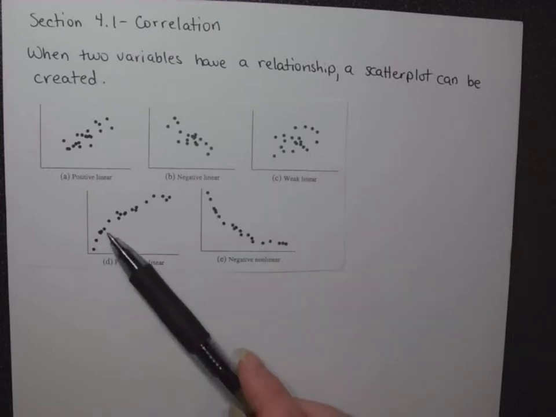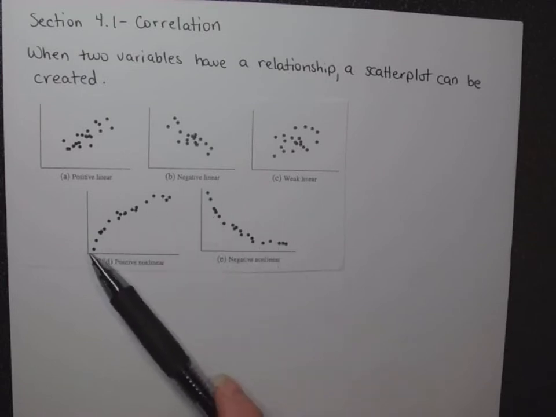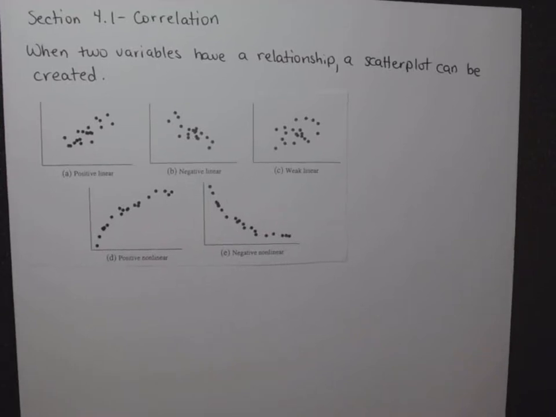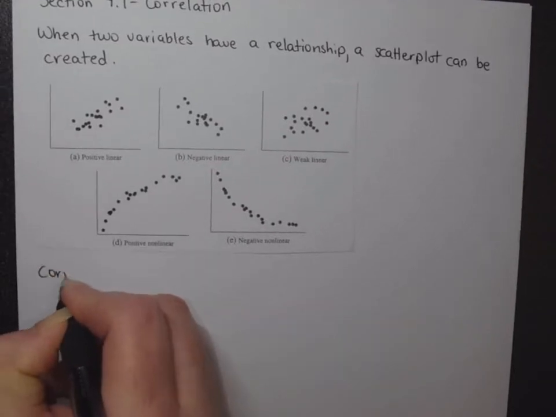And then this would be non-linear because it actually has a curve to it, and same with this. This would be positive nonlinear and this would be negative nonlinear. So certainly the information doesn't have to have a linear relationship, but we're going to focus on those that do, because those are easier to talk about.